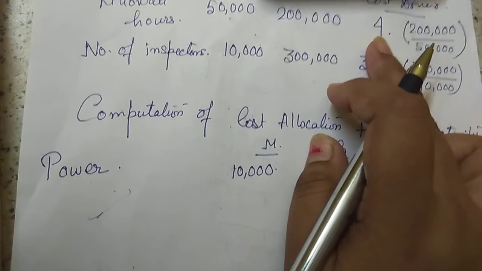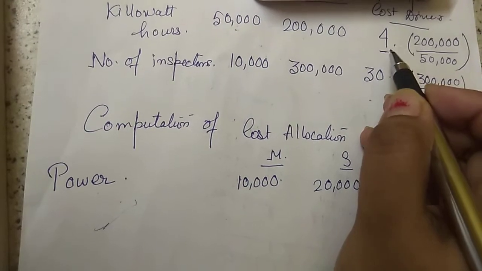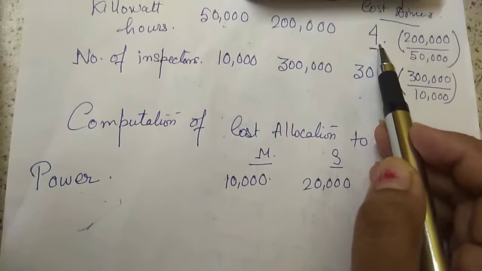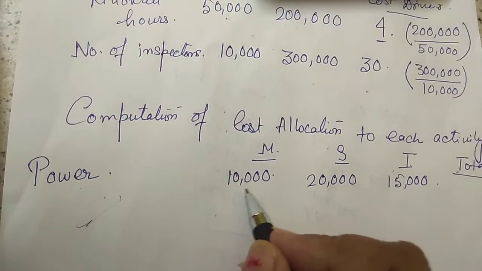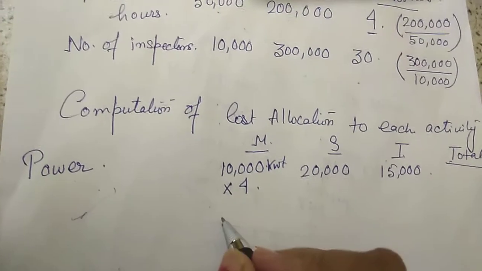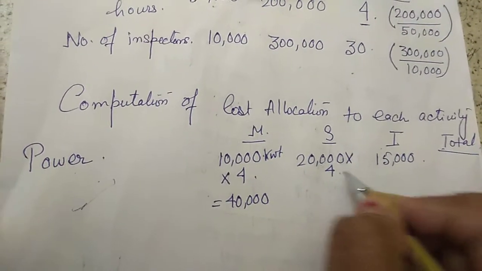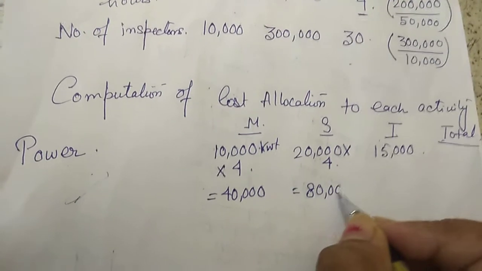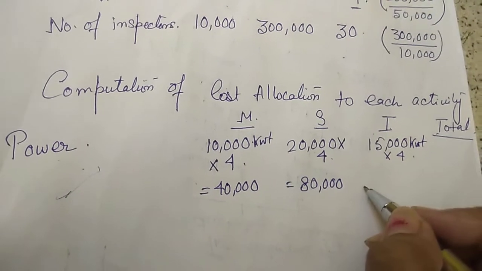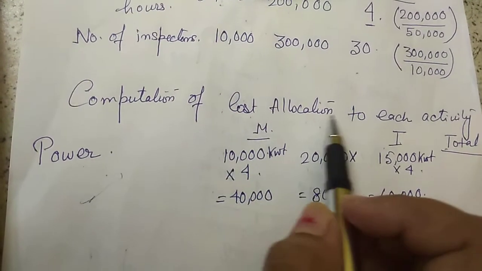We have to allocate this 4 rupees among product M, S and T. If you consume 1 kilowatt hour, you pay rupees 4. Now here you are consuming 10,000 kilowatt hours, so how much are you paying? 40,000. Here you are consuming 20,000 kilowatt hours, so how much are you paying? 80,000. Here you are consuming 15,000 kilowatt hours, so how much are you paying? 60,000.